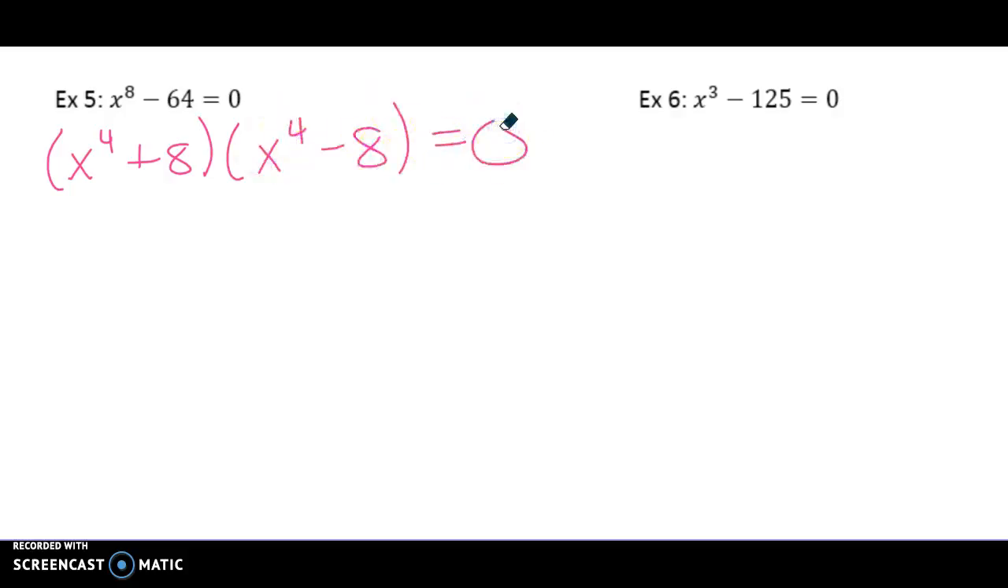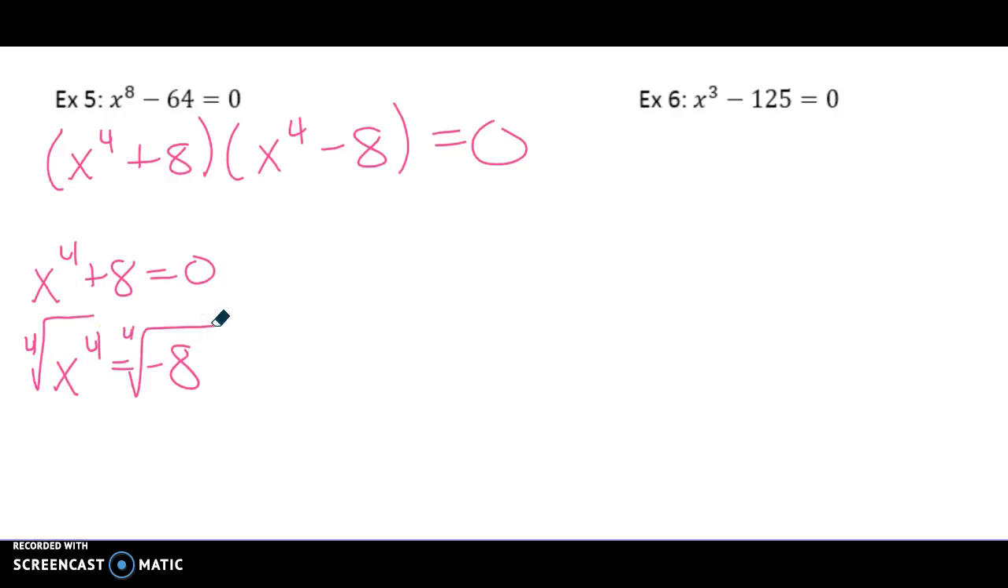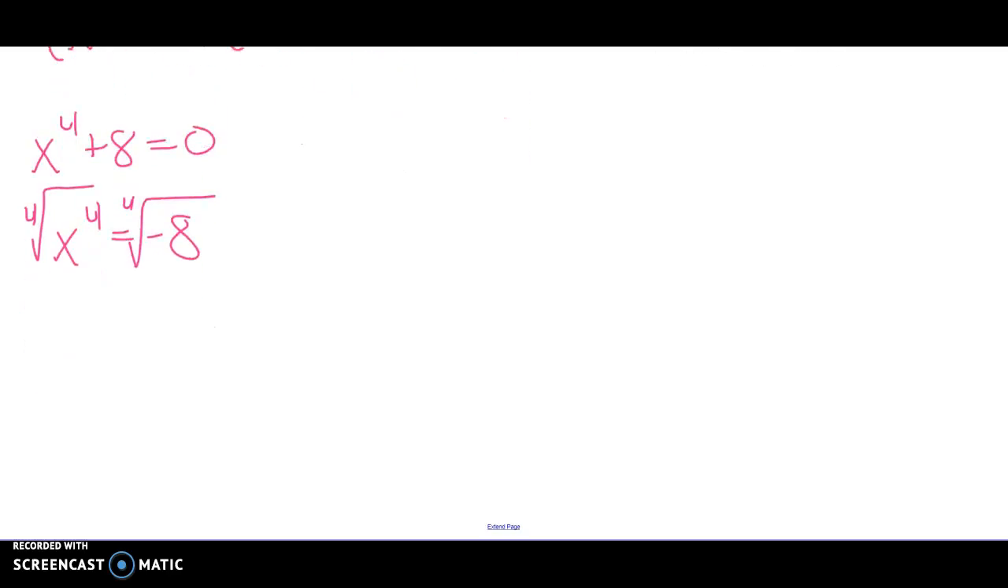This is as far as the factors get. Those are both prime. 8 is not a perfect square. So now we just set each of them equal to 0. X to the 4th plus 8 equals 0. You 4th root both sides. How many answers does an even root have? 2. Plus or minus. That's the 4th root of negative 8.